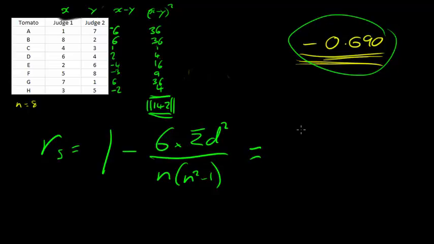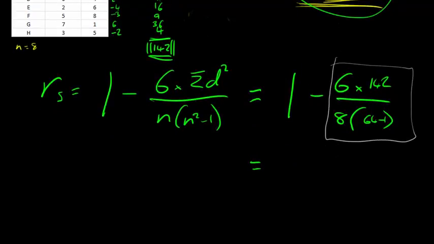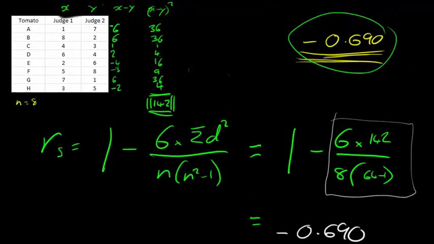Now all I need to do is shove all of that into this formula. So 1 minus 6 times 142 over 8 lots of 8 squared, which is 64, take 1. Now, generally speaking, what I tend to do is stick this bit into my calculator first and then press equals. Obviously, you guys have the nice fancy calculators, so you might be able to do it all at once. And you should get an answer of minus 0.690. And sure enough, that's exactly the same as the product moment correlation coefficient.